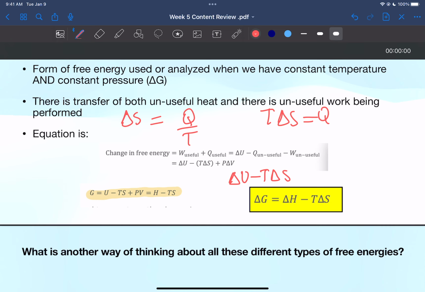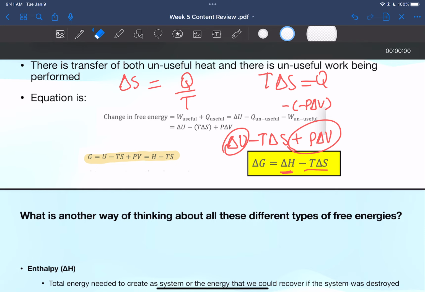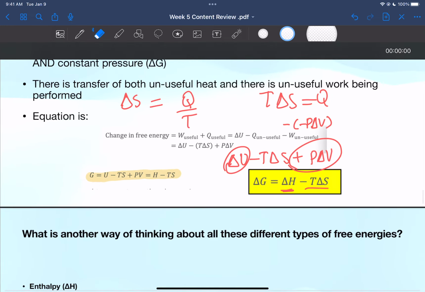Well, we can also say the unuseful work is P delta V, right? But this becomes positive because it's minus negative P delta V. Remember we said that earlier. So what you notice here is that delta U plus P delta V, that's just enthalpy, right? So we can simplify it down even more to delta G, the Gibbs free energy, is enthalpy minus T delta S. And that's where we get that very common, famous equation for Gibbs free energy, right?